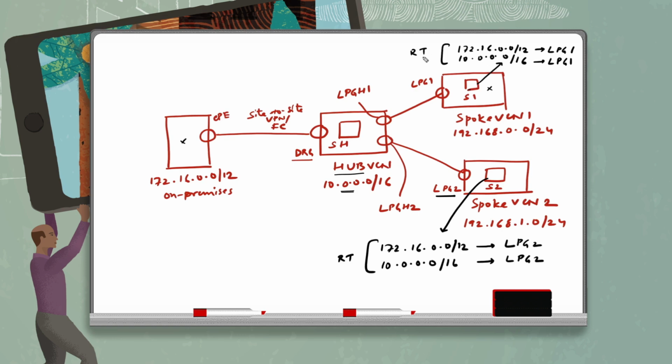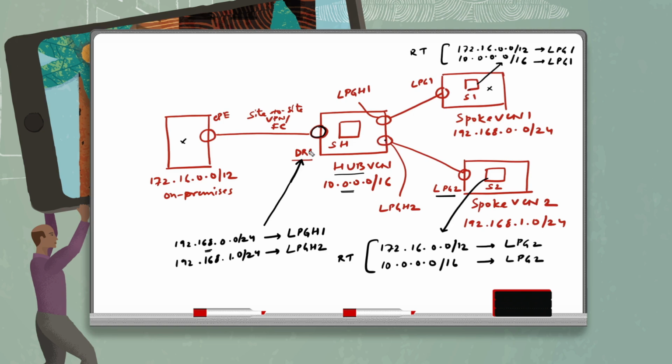Now what about this DRG? Let's consider this as well. In case of this DRG, if the destination is 192.168.0.0/24, what is going to be the next hop? The next hop is going to be local peering gateway H1. And similarly, 192.168.1.0/24, the next hop is local peering gateway H2.